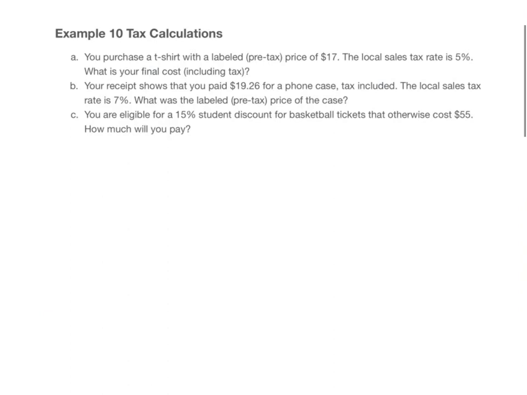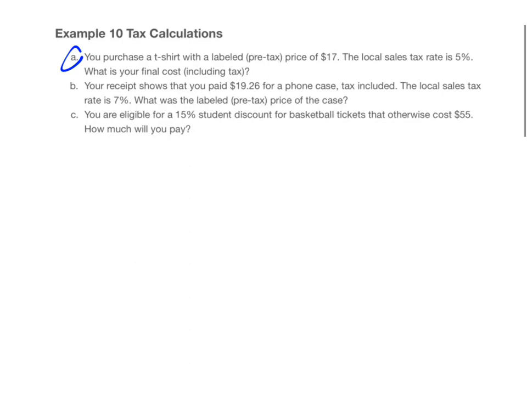So let's try an example. So let's say in part A of example 10, you purchase a t-shirt with a labeled pre-tax price of $17. The local sales tax rate is 5%. What is your final cost, including tax? All right, so to help understand this problem, let's try to write this as a sentence, and again, let's keep in mind some of those key words.